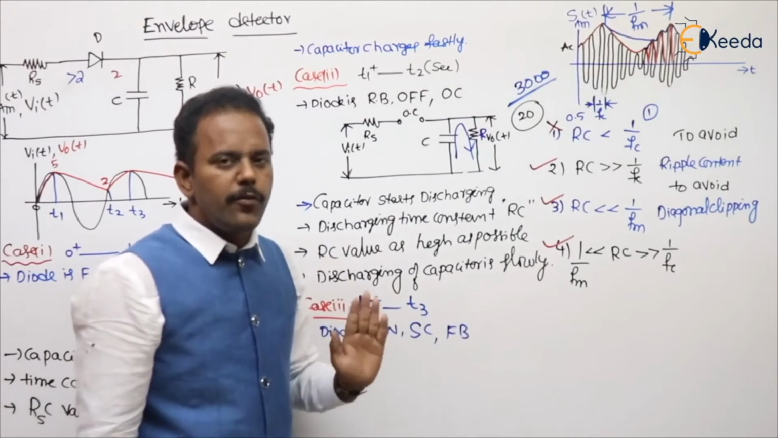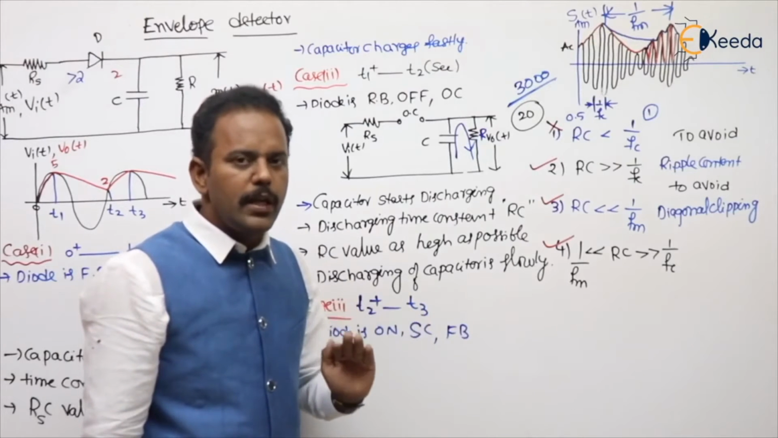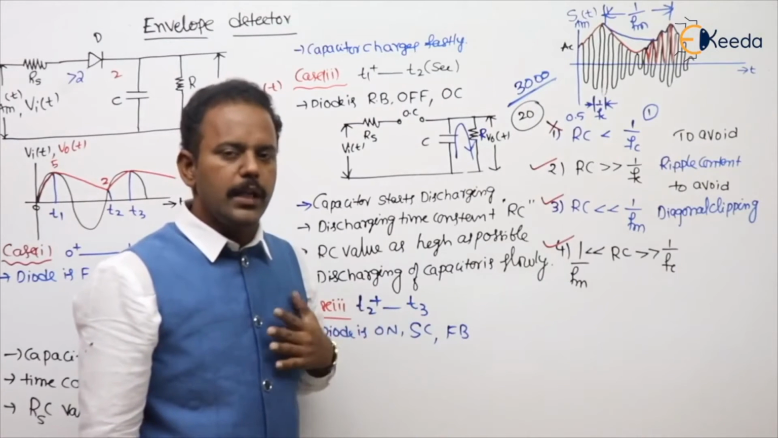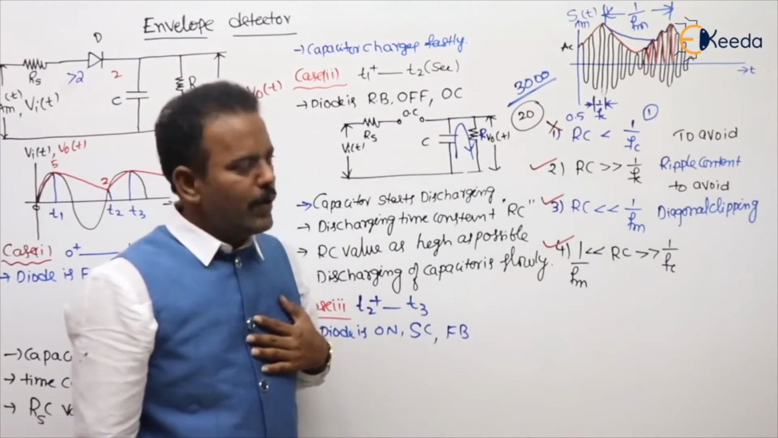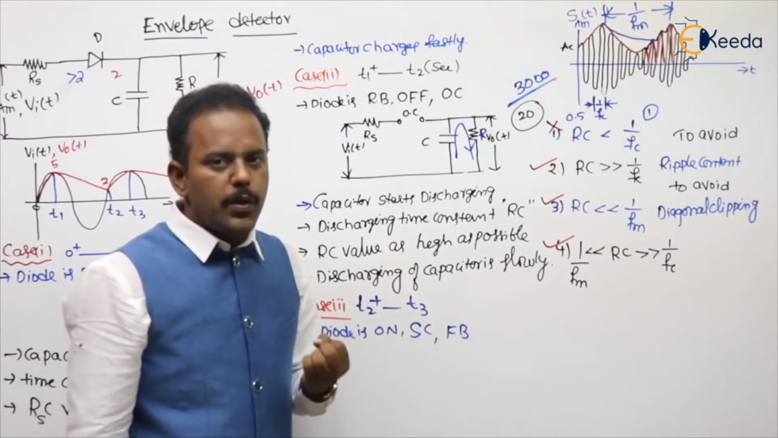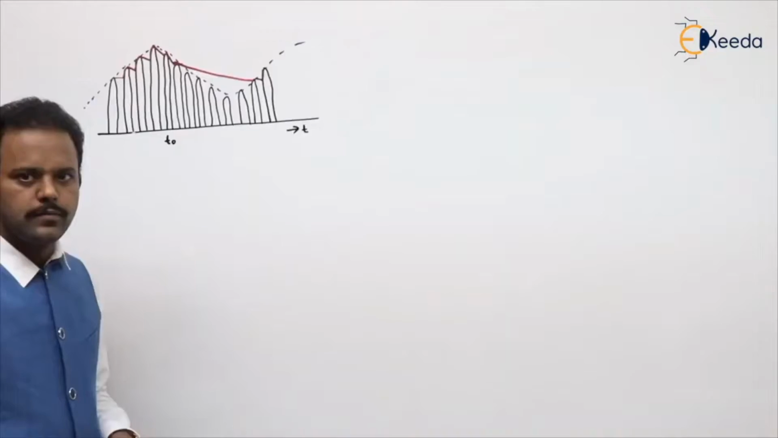And what is happening before the peak value? The operation works only in the positive cycle. Before the peak, charging; after the peak, discharging. Clear? Further we will go for another derivation and the envelope detector input-output relations also.